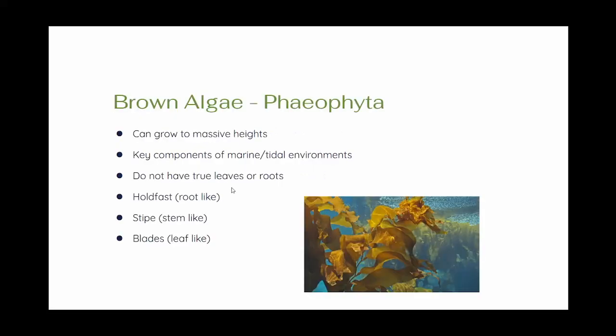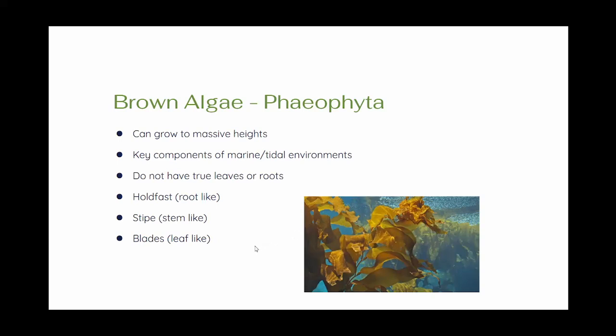So, brown algae. Phaeophyta. Brown algae, like kelp, can grow to absolutely incredible heights, and they are key components of marine life. Look at this. This is quite tall. These organisms showcase the transformation from simple to complex life forms, and it literally shows diversity with early plant organisms.